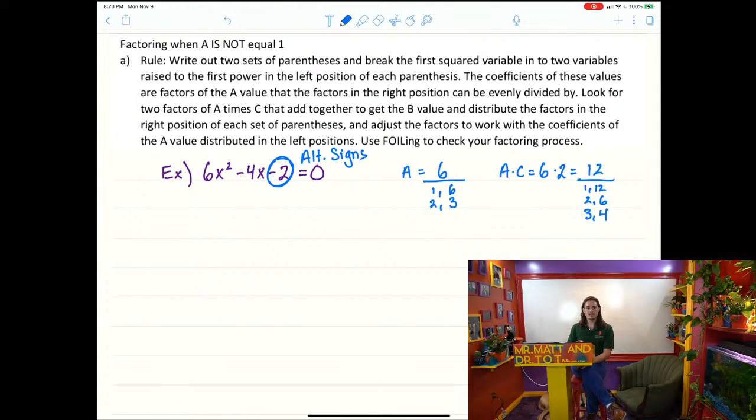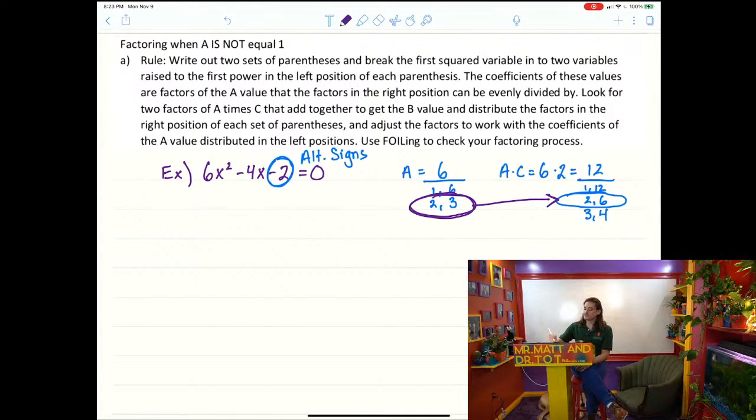So I need to add together alternate signed factors of A times C in order to get negative 4. Notice that a negative 6 and a positive 2 would produce a negative 4. And then the second step is to look at my factors of A. I have 1 and 6, 2 and 3. 2 and 3 work really well with 2 and 6 because 2 is divisible by 2 directly, 6 is divisible by 3 as well. 3 goes into 6 2 times.